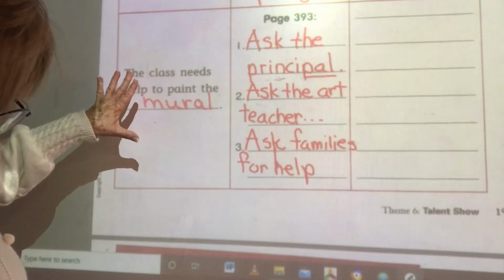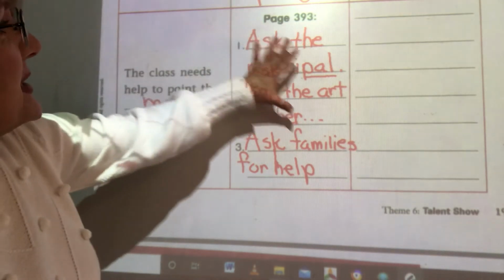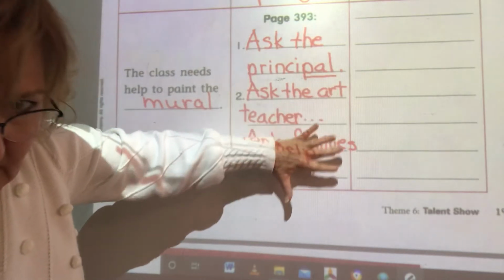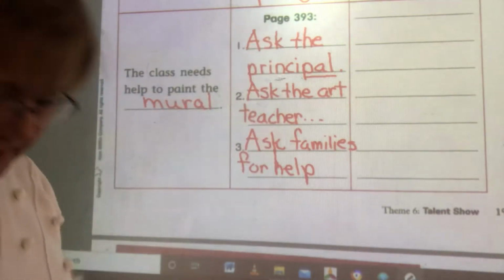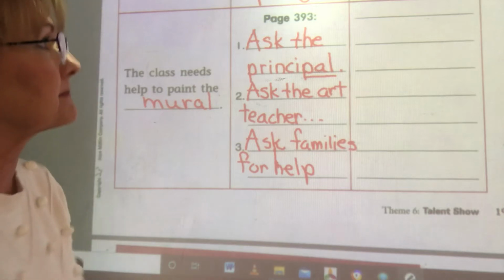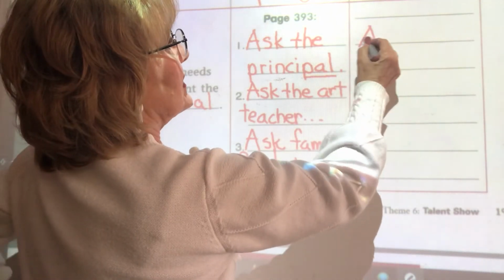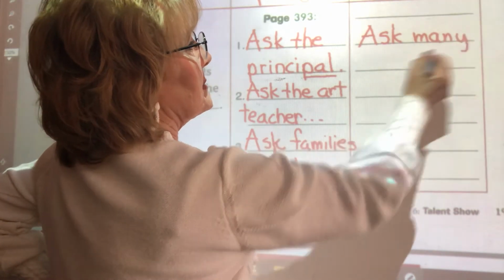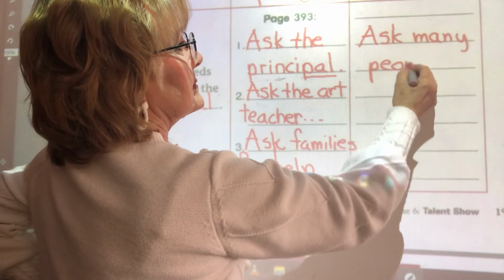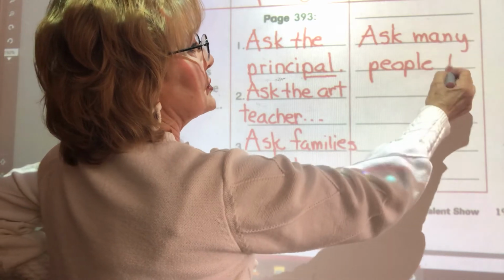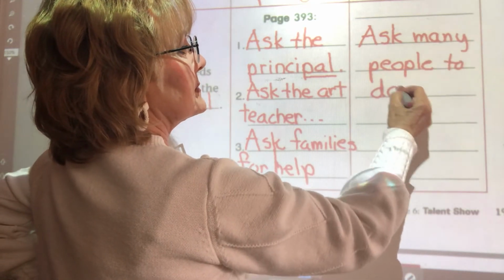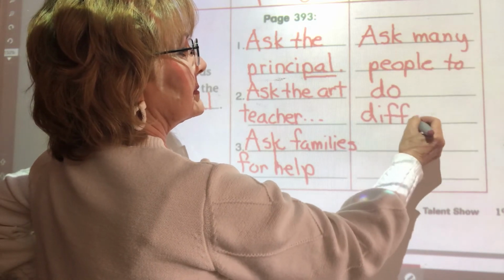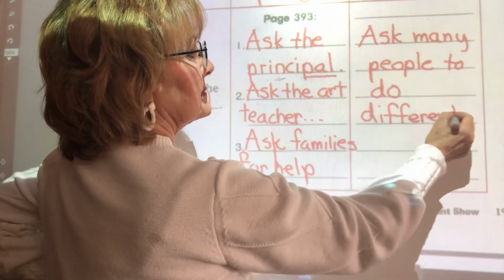So, how did they solve this problem? They asked many different people to do different things, right? So they ask many people to do different things.